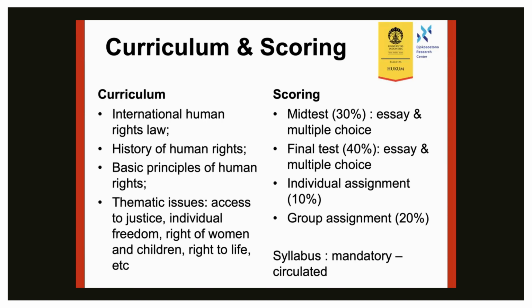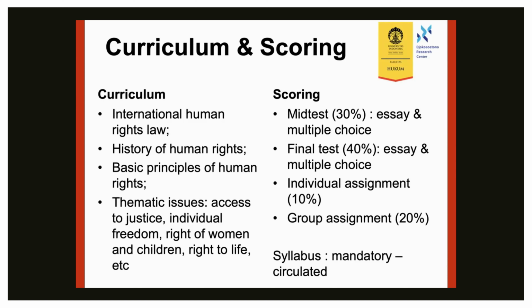And going back to the thematic issues, one which is actually compulsory is access to justice. Why? Because we are law students, and they need basically to know the nitty-gritty of access to justice. And then there is individual freedom, that consists of freedom of expression, religious freedom, freedom from servitude and slavery, and the rights of women and the right to life.